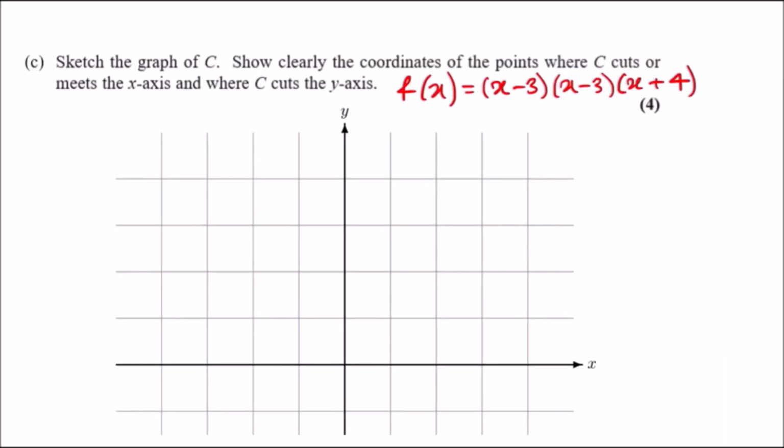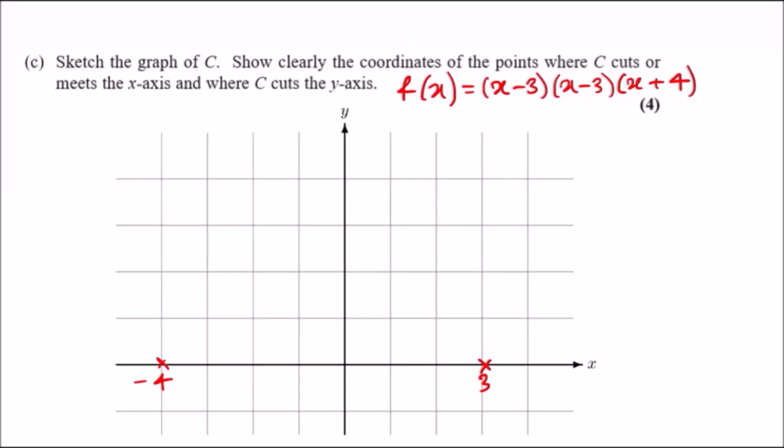Now part C, how to sketch this curve. Now this cubic curve is very straightforward. Okay, all you have to do is realize that each of these factors are points where you hit the x-axis. For example, x minus 3 means you hit the x-axis at plus 3. So let's assume plus 3 is here. Whereas x plus 4 means you hit the x-axis at negative 4. So let's go back and say minus 4 is here.